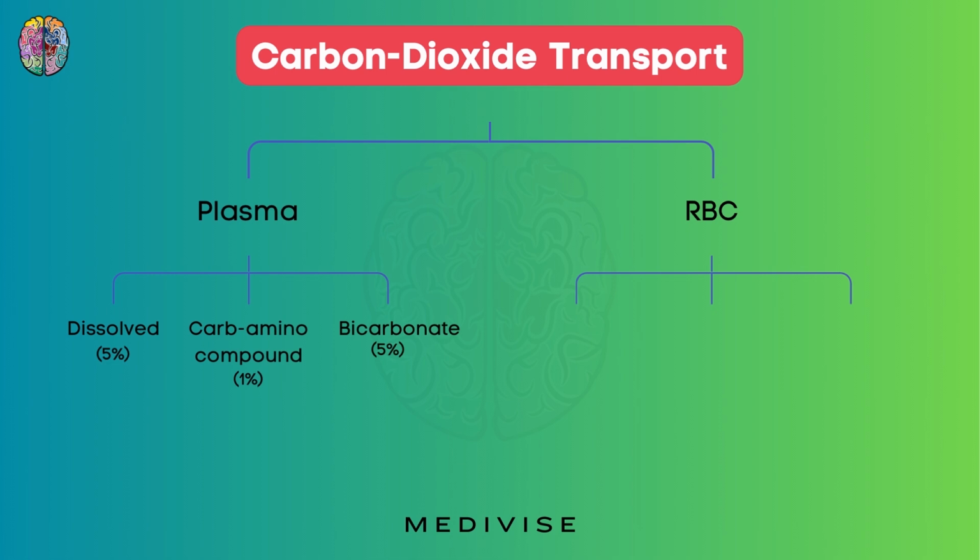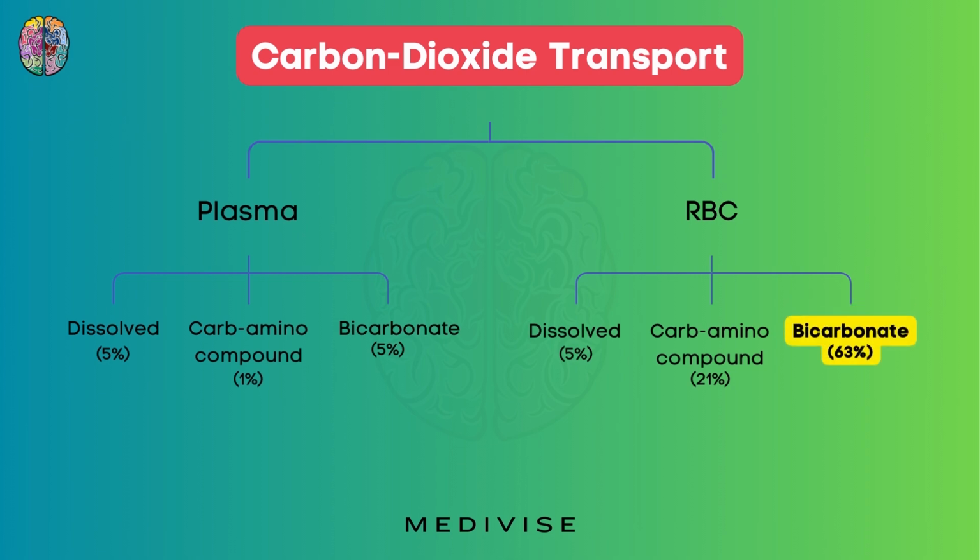Now in the RBC, the carbon dioxide that is dissolved is also 5%, carbamino compound is 21%, but the most important one that you have to remember is that the main mode of transport of carbon dioxide is bicarbonate in the RBC. This is 63%.